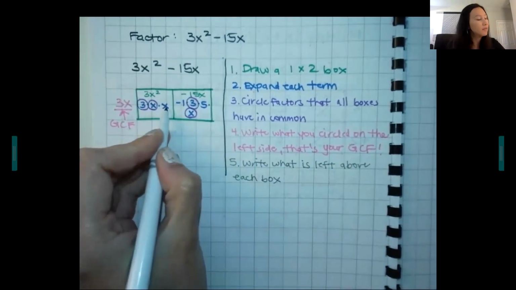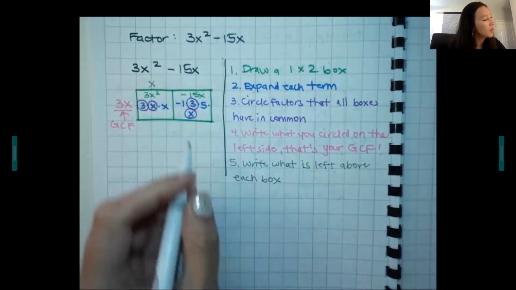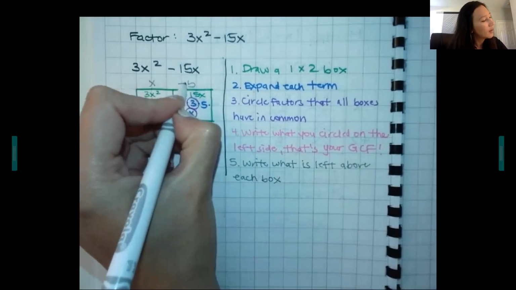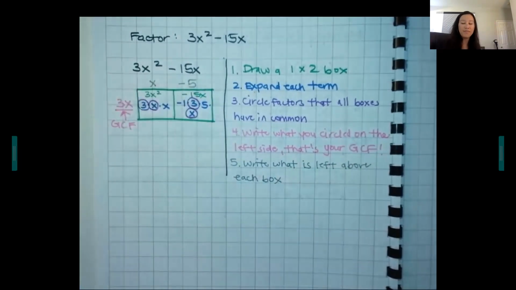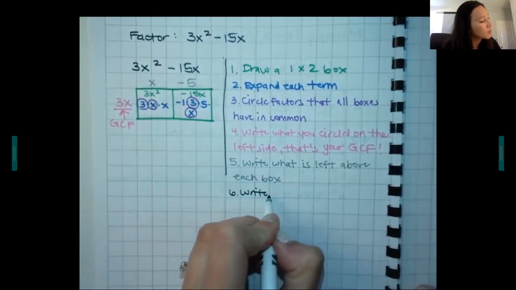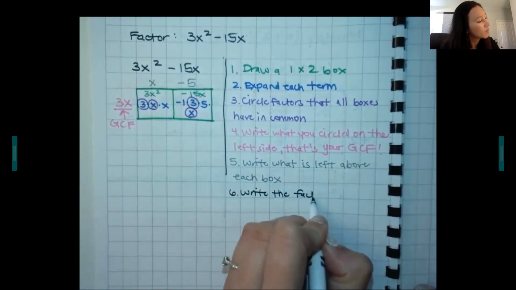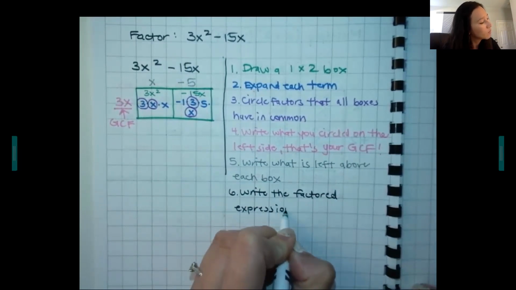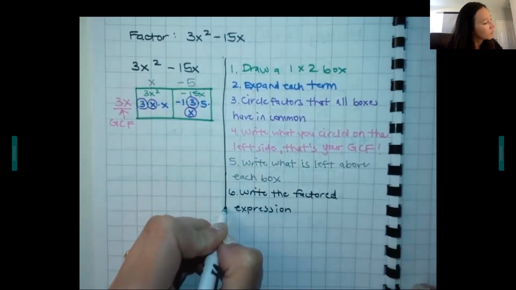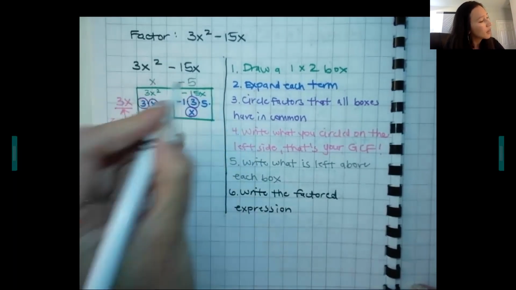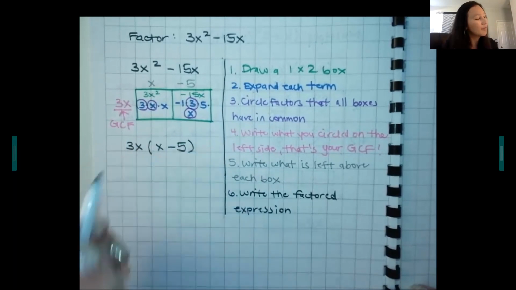So we have an x left in the first box, so an x goes on top. And then we have a -1 and a 5. So we multiply it back together. And so we have a -5. And so then our last step is we're going to write the factored expression. So our factored expression now is 3x times x minus 5.